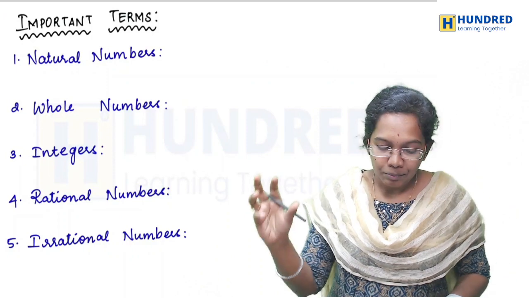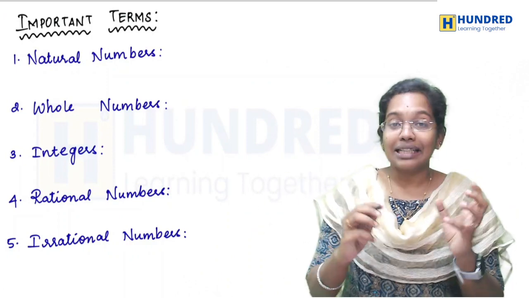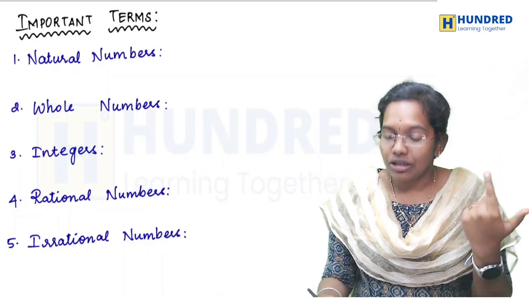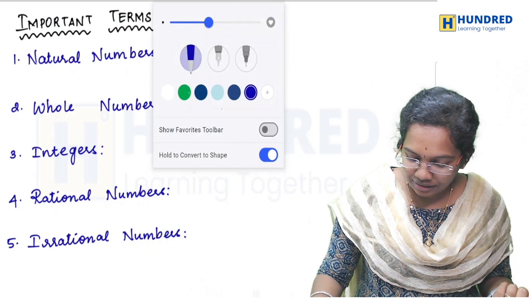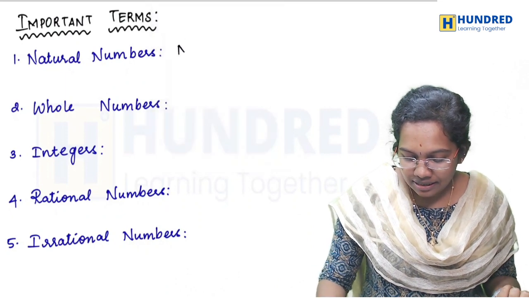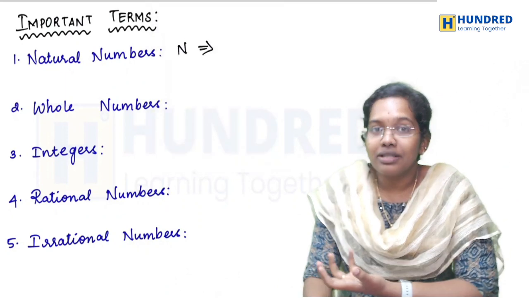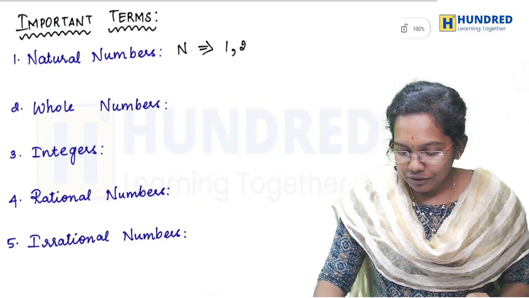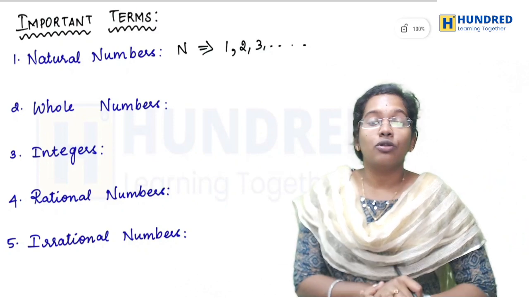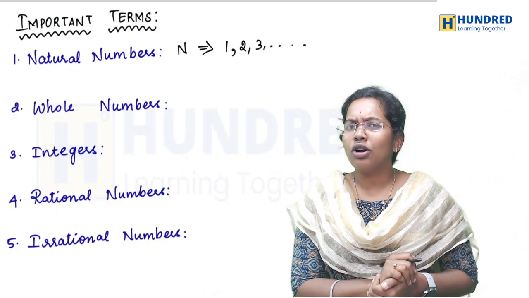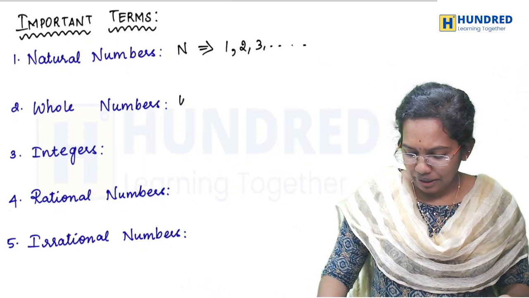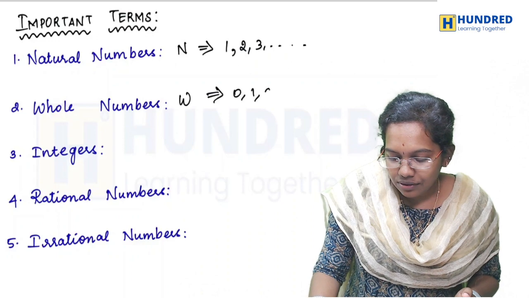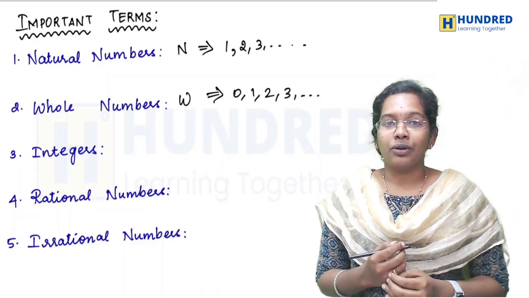First, the number systems: you have to know what the things there are. The first thing is natural numbers. Natural numbers are denoted by the capital letter N, and they start from 1, not 0. So 1, 2, 3 and it goes on. Whole numbers are represented by capital W, and whole numbers always start from 0, 1, 2, and it goes on.